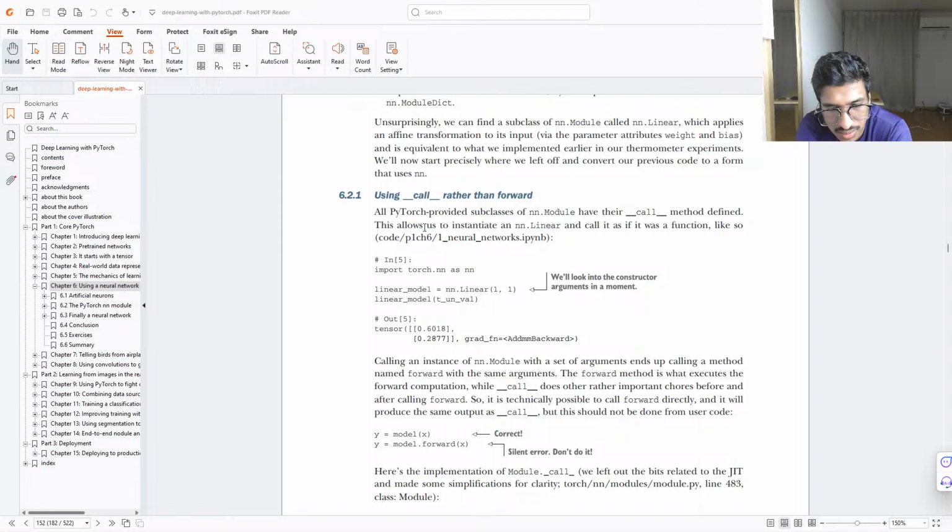Linear model is an instance of nn.Linear.